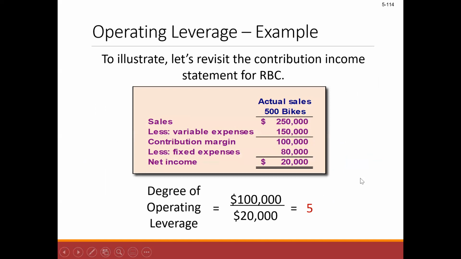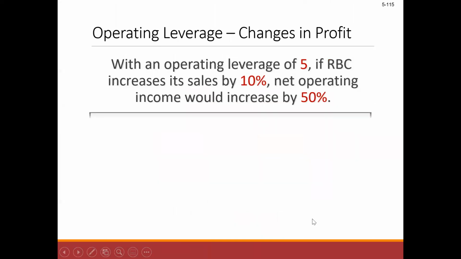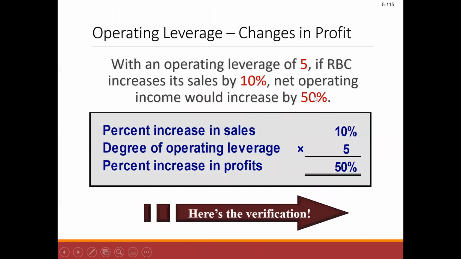So if we go back to our bike place and we show our sales, our variable expense, our contribution margin here is at 100,000 and our operating income is at 20. Gives us a degree of operating leverage of 5. With that 5 operating leverage, if RBC increases its sales by 10%, the net operating income is going to increase by 50%, 5 times 10. Percent increase in profits will go up 50%.